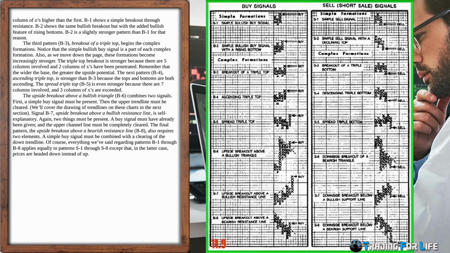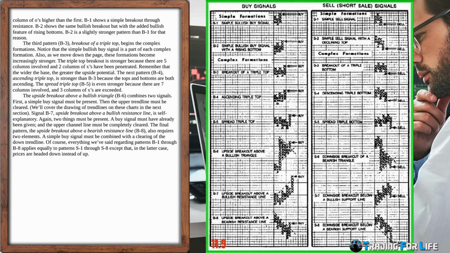The third pattern, B3, breakout of a triple top, begins the complex formations. Notice that the simple bullish buy signal is a part of each complex formation. Also, as we move down the page, these formations become increasingly stronger. The triple top breakout is stronger because there are 5 columns involved and 2 columns of X's have been penetrated. Remember that the wider the base, the greater the upside potential. The next pattern, B4, ascending triple top, is stronger than B3 because the tops and bottoms are both ascending. The spread triple top, B5, is even stronger because there are 7 columns involved and 3 columns of X's are exceeded. The upside breakout above a bullish triangle, B6, combines 2 signals.